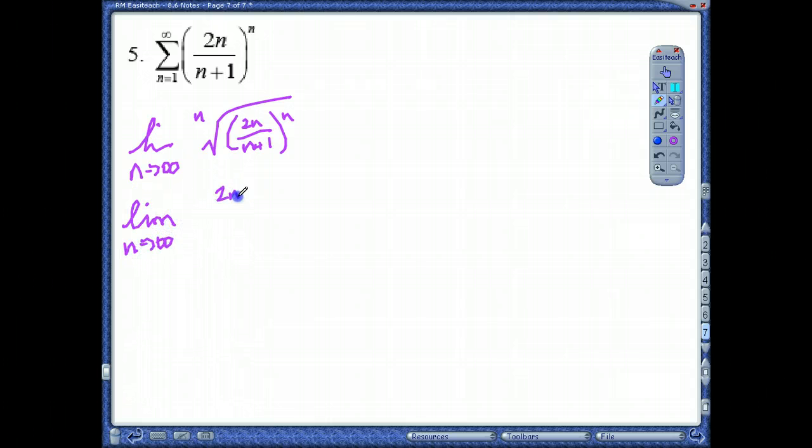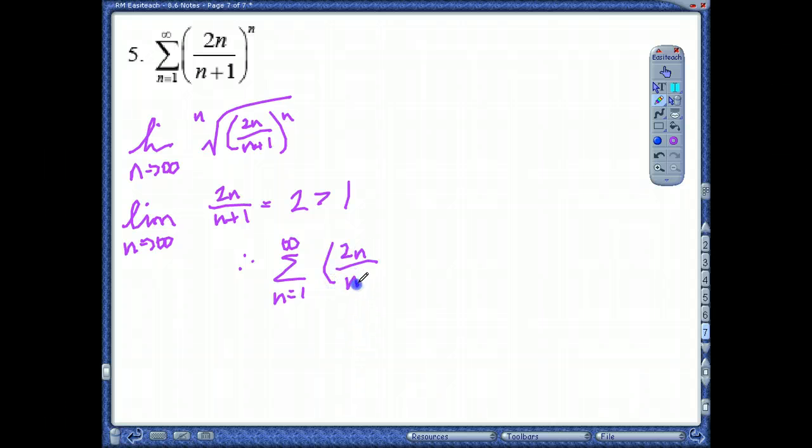Okay, so that's going to be 2n over n plus 1. Looking at your highest powered term on top against your highest powered term on the bottom, that's going to go to 2, which is greater than 1. Therefore, this little guy, I guess I shouldn't call it a little guy because it diverges.